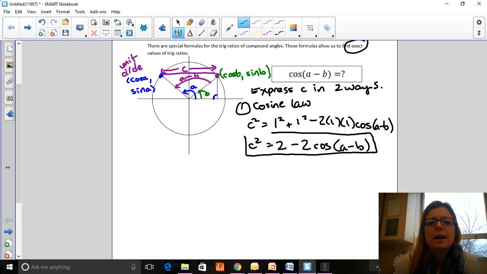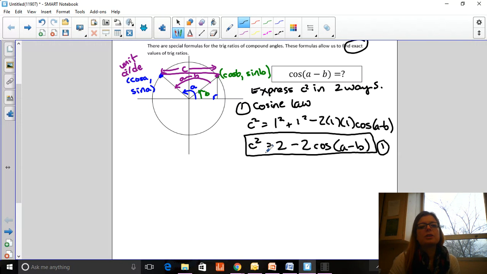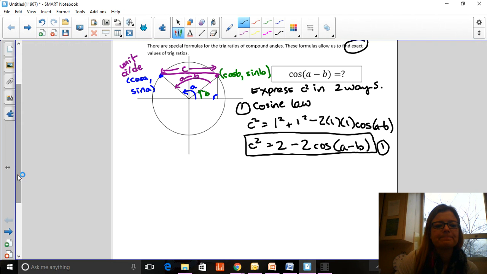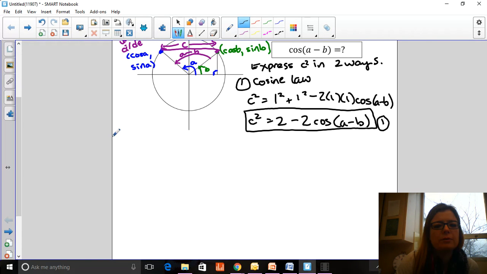I should have said we're going to express C squared in two different ways. So that's the first way that we're expressing C squared. We just used the cosine law. Now we're going to use the formula. These are both actually formulas from grade 10 that we're using to solve this. Now we're going to use the formula for the distance between 2 points.